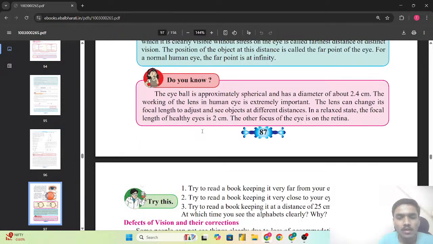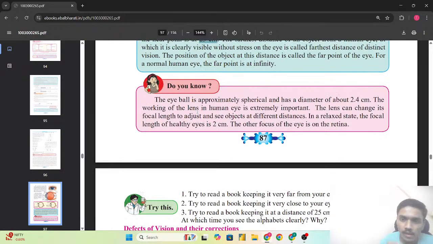We are given here: the eyeball is approximately spherical and has a diameter of about 2.4 centimeter. और जो eyeball होता है वो spherical होता है और उसका diameter जो है वो 2.4 centimeter है. The working of the lens in the human eye is extremely important. The lens can change its focal length to adjust and see objects at different distances. In a relaxed state, the focal length of the healthy eye is 2 centimeter. और जो रिलैक्स स्टेट में जो फोकल लेंथ ऑफ द ह्यूमन आई होती है दैट इज द 2 सेंटीमीटर. The focus of the eye is on the retina.